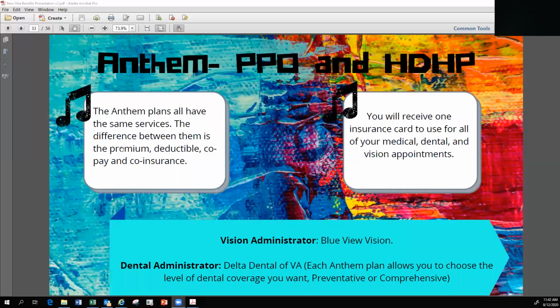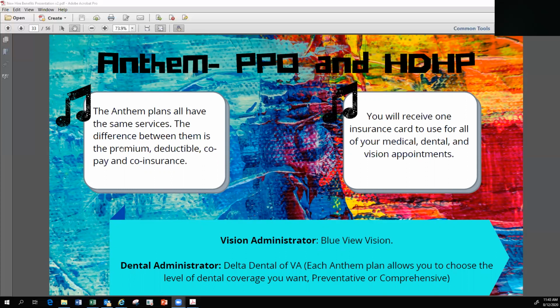Now we're going to talk about our Anthem plans. So there's PPO plans and the high deductible health plan. When you look at our plan summaries for our Anthem plans, you're going to notice that all the services are the same. The difference between them is going to be in your premium, your deductible, your copay, and your co-insurance. When you get your cards, you're going to receive one card. Well, actually, you'll receive two cards, but both cards are going to have your name on it because you are the policy holder. And you're going to use that for any medical appointments, dental or vision appointments, as well as prescriptions. So that one card covers everything.